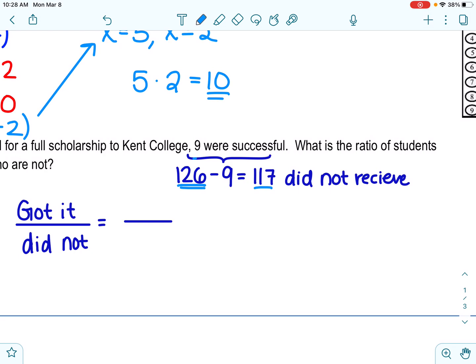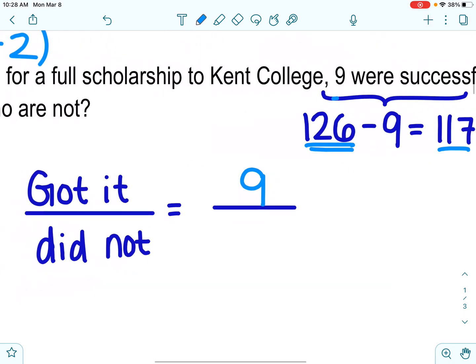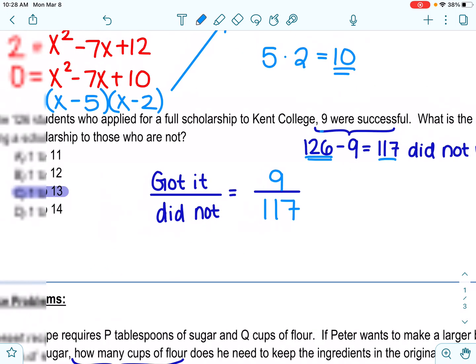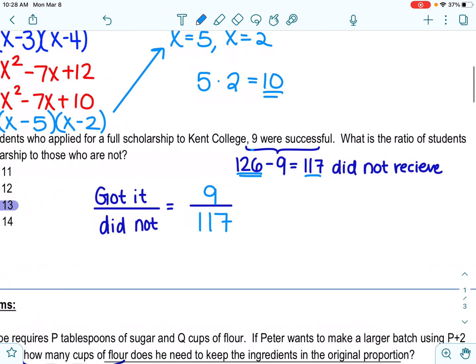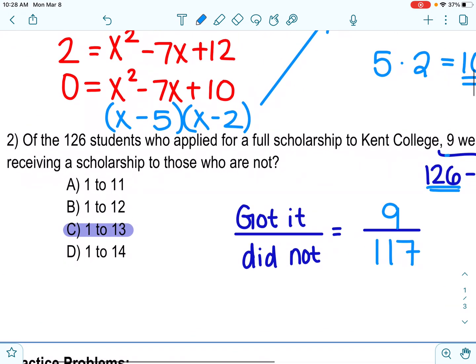So if you got the scholarship, you were one of 9, right? And then 117 did not receive. Now this is asking for a ratio. Ratios are, it's really important to understand the order. So write the answer the way that you read it. So it says ratio of the students receiving to those who are not.